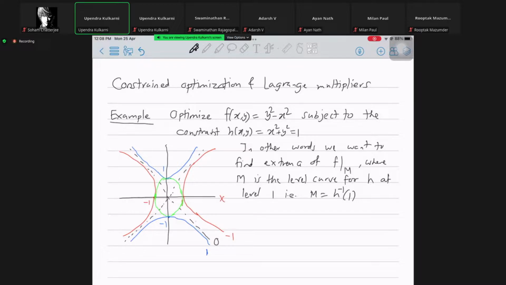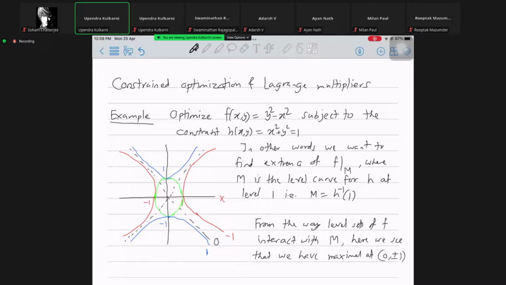Anyway, but what we want to see is, from the way level sets of the F interact with M, here we see that we have maxima at 0, plus or minus 1, and at plus or minus 1, 0.